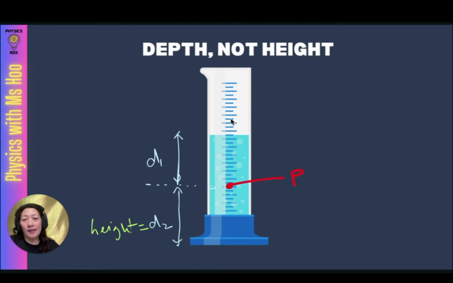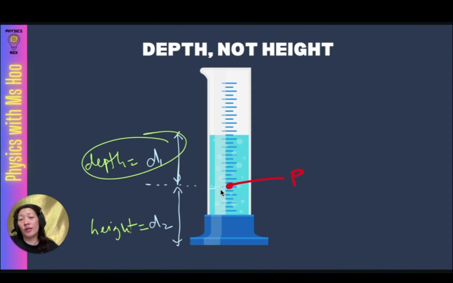That's why we say depth, because when we use the term depth, we tend to think of surface downwards. So that means that D1 would be the correct value to use in the equation, because the pressure acting upon P is caused by the water above P. That's why we have switched the value of H to become depth, not height.